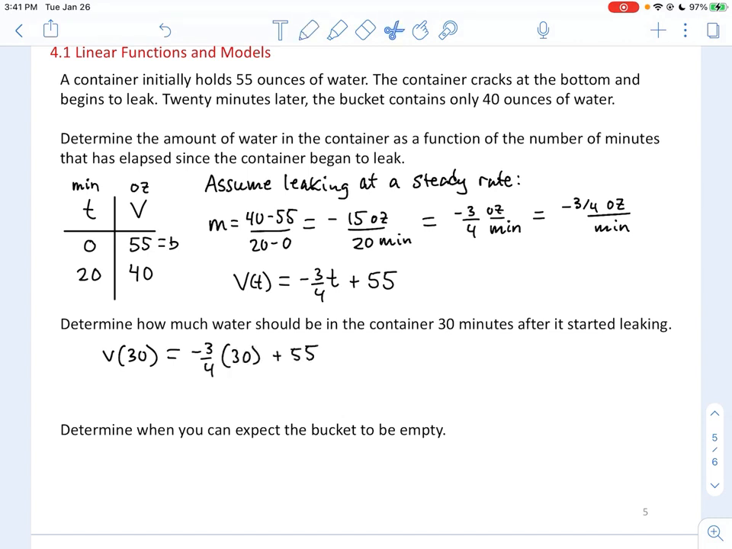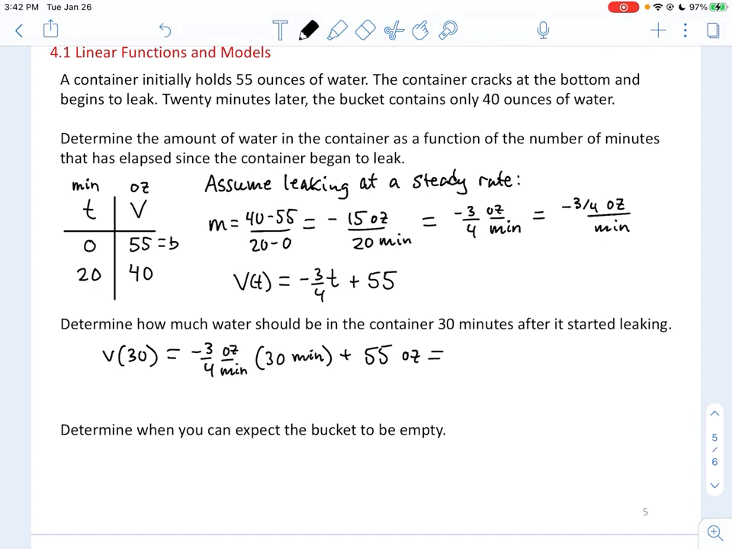Now if you put units on all this stuff, this is ounces per minute. The unit on the 30 is minutes, and then the unit on the 55 is ounces. And when you multiply ounces per minute times minutes, then you get ounces back. So the first product will give you ounces, and you add it to the other 55 ounces, and we get an answer that's in terms of ounces.